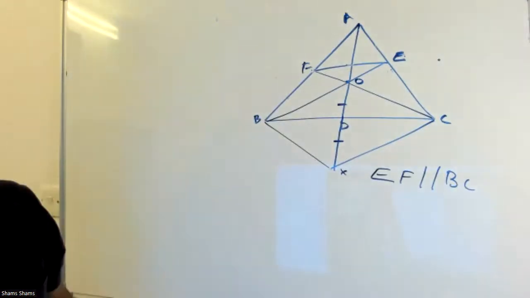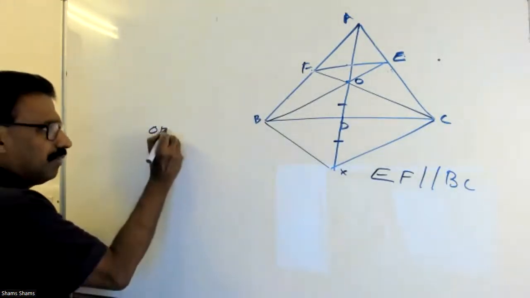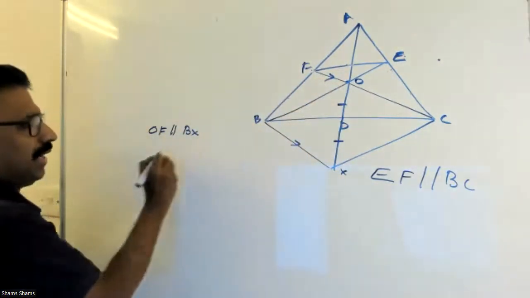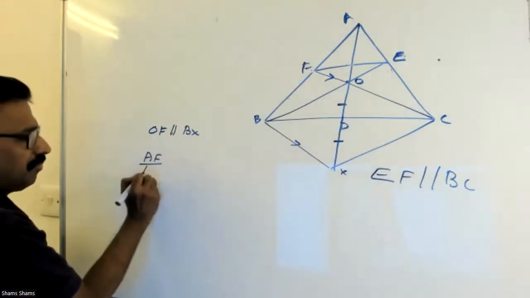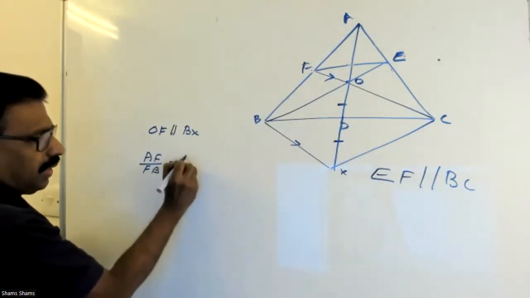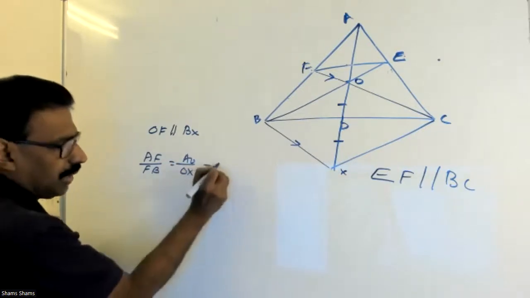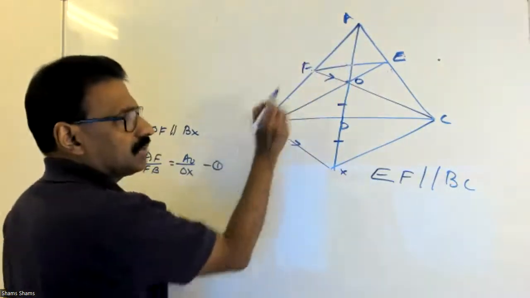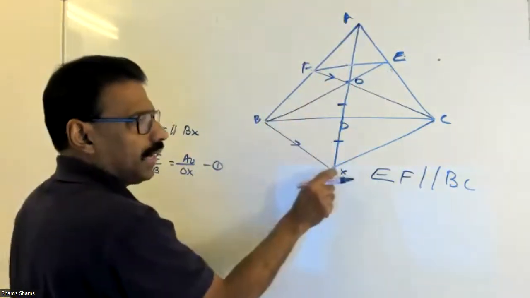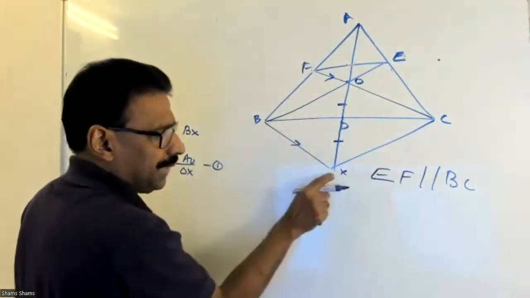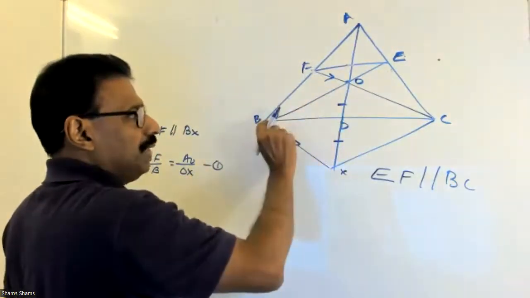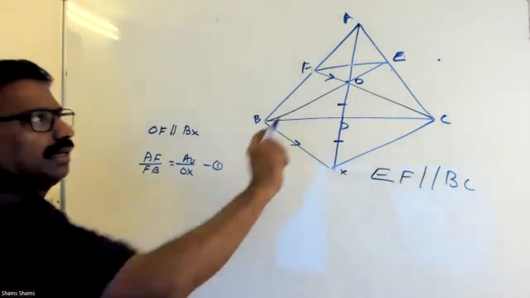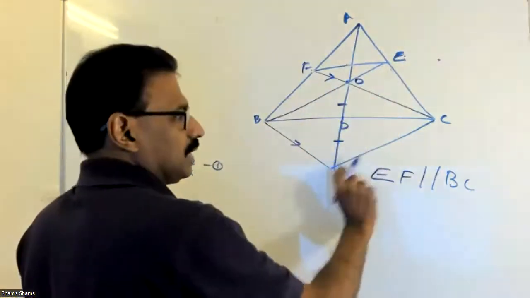So OF is parallel to BX. This line is parallel here. So we can write AF by FB equals AO divided by OX. Call it number 1. Because in triangle ABX, OF is parallel to BX. Therefore, AF by FB equals AO by OX, by the basic proportionality theorem. Similarly, OE is parallel to CX.